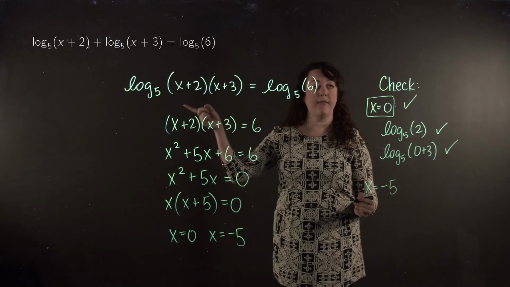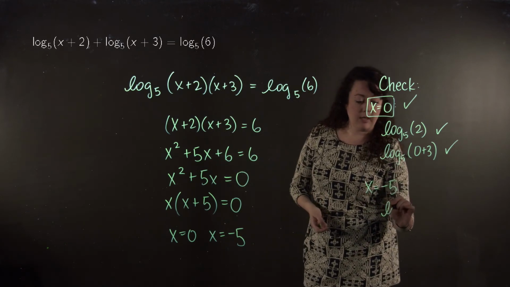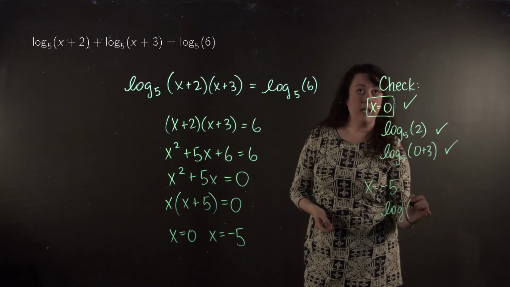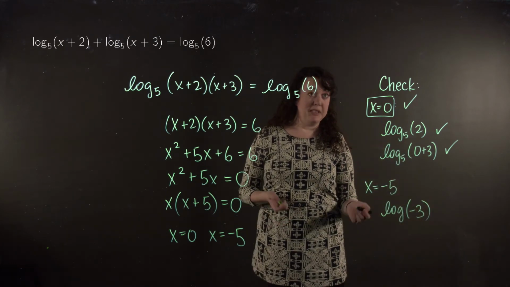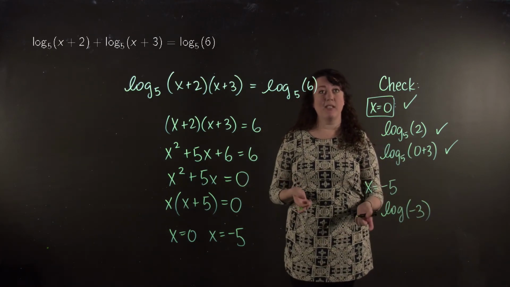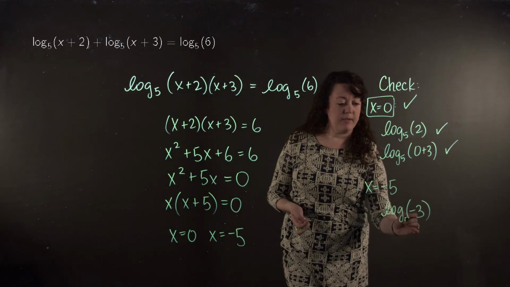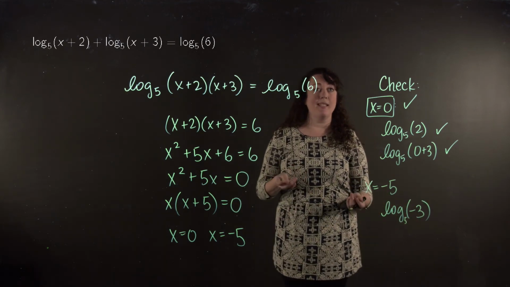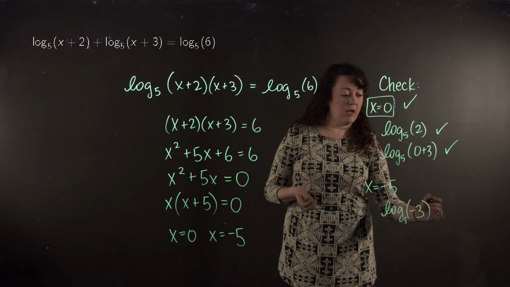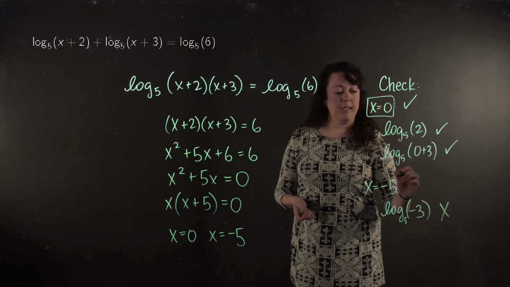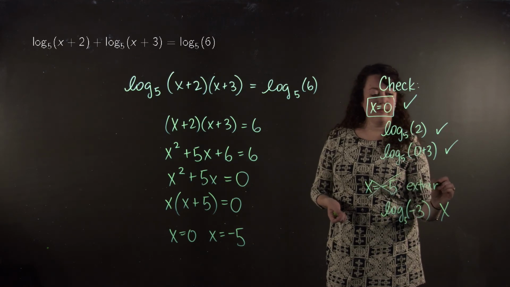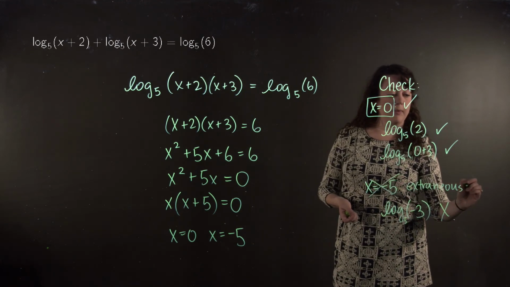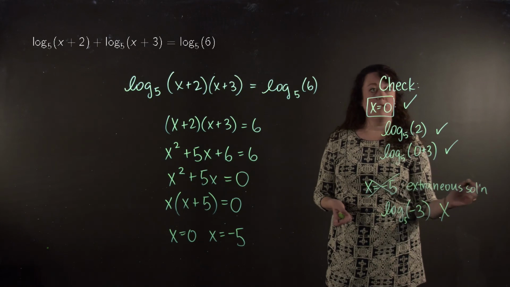For negative 5, if I plug it into the first one, I'm taking log of negative 5 plus 2, which is negative 3. Do you see any problems there? I can't take logs of negative numbers. That's a log base 5, but still that doesn't change anything. I can't take logs of negative numbers, so that already is a no-go, which means that this is an extraneous solution. It was so close, but then it didn't work out.